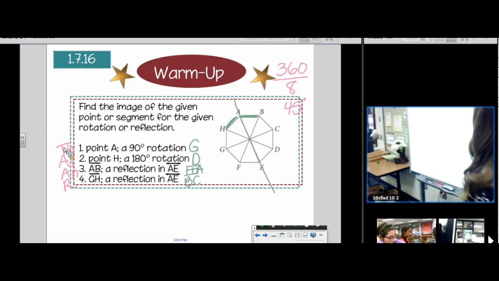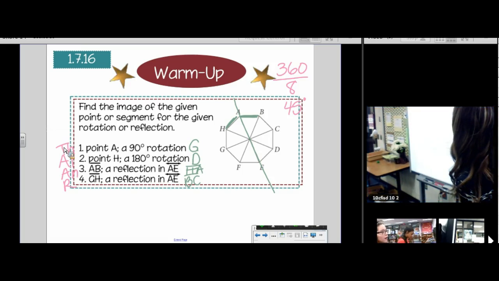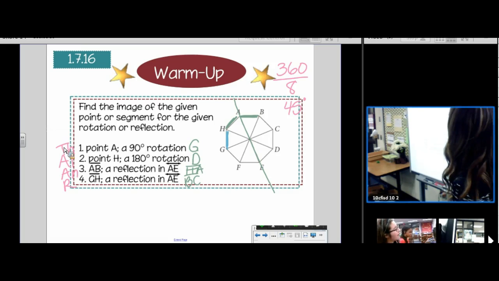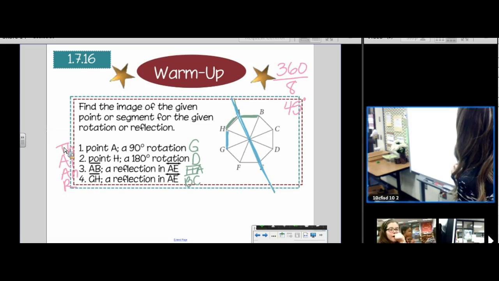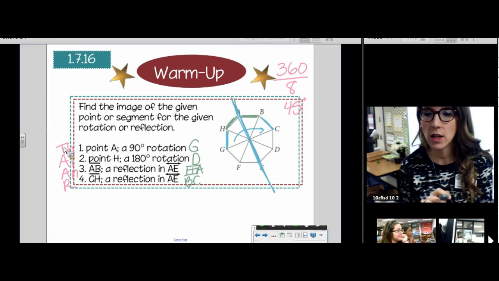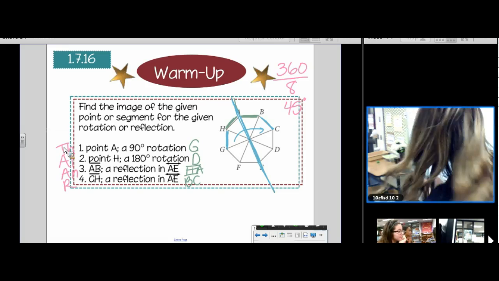Last one. We're doing GH, the blue one, and we want to reflect it once again over AE. So you think about where it will fall when you flip it, and it's going to fall on BC. Are we good on that? Let's check that homework of ours.